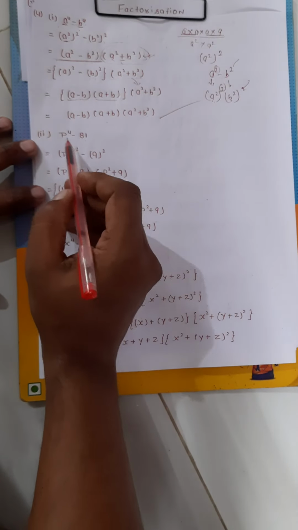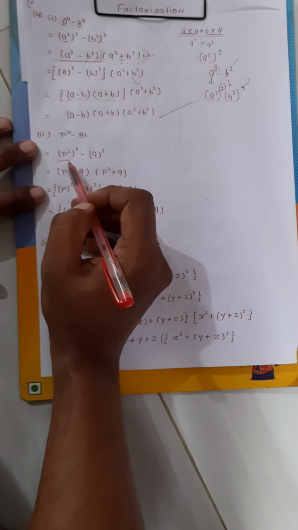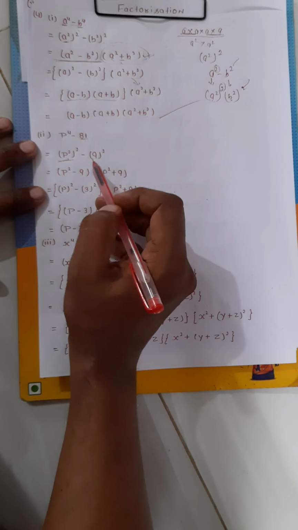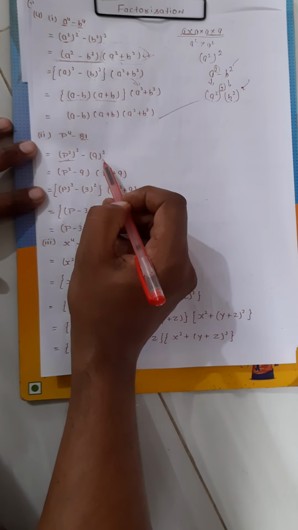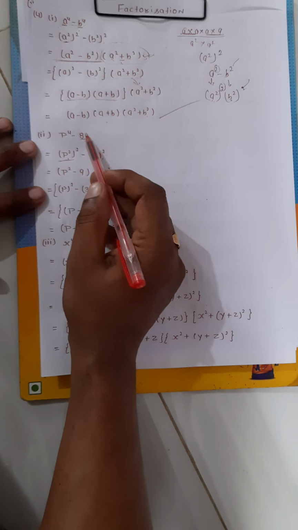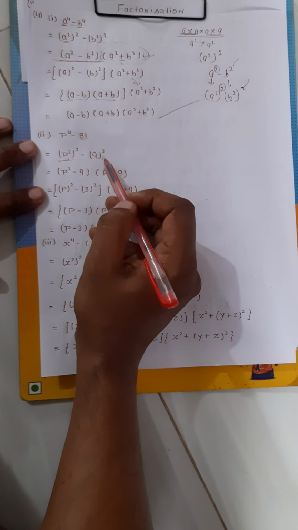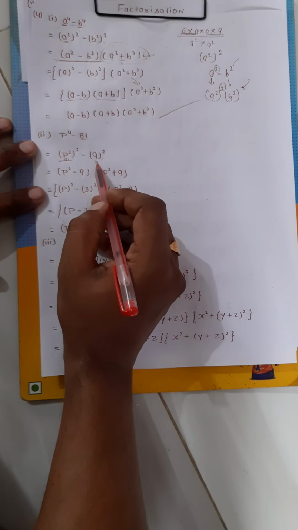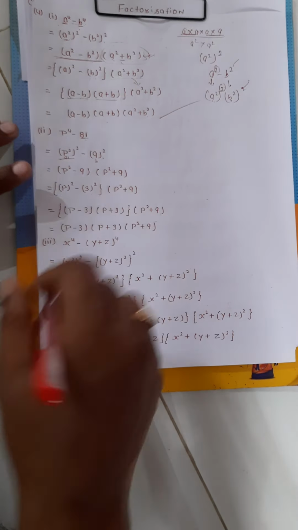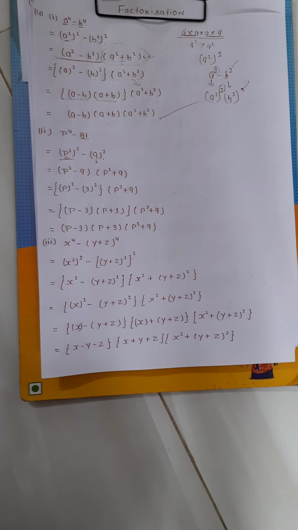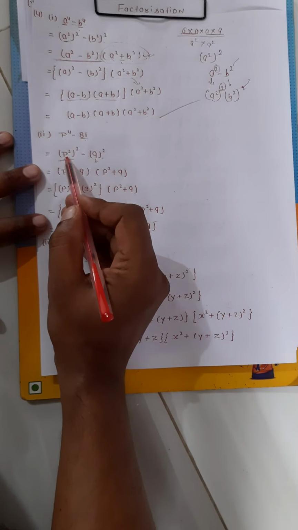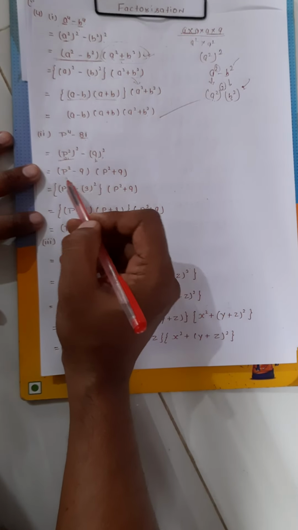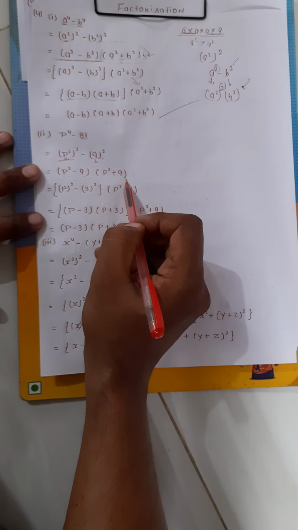Okay, now you can write it as a whole square of p square, and this one as whole square of 9. Okay, 9 nines are 81, so we can write it as a whole square of 9. So this becomes a and this becomes b, and this can make the formula a square minus b square, and the formula will be a minus b, meaning p square minus 9 and p square plus 9.